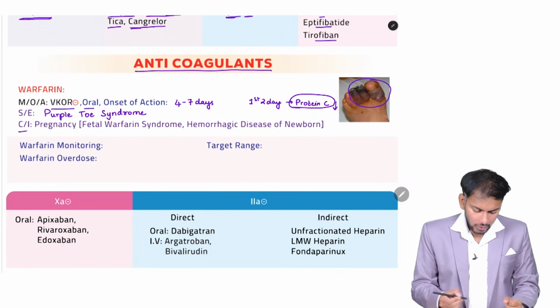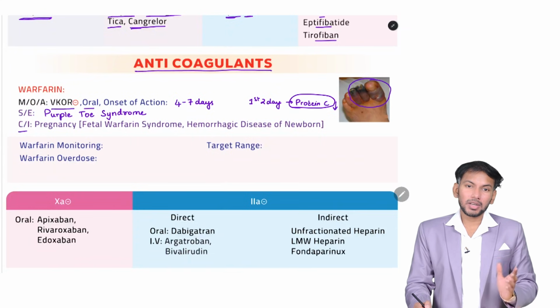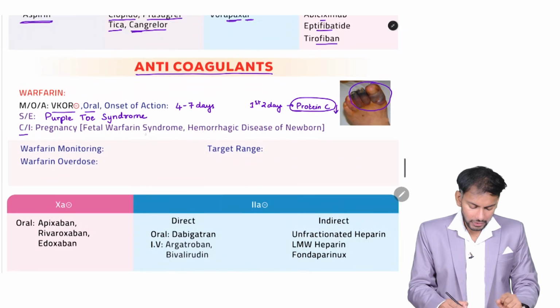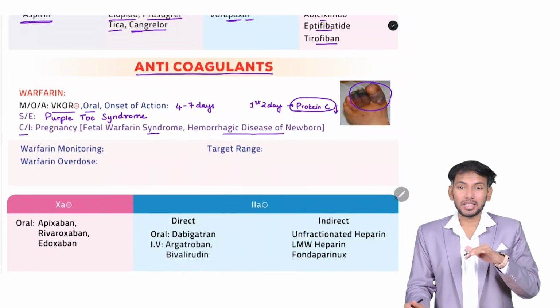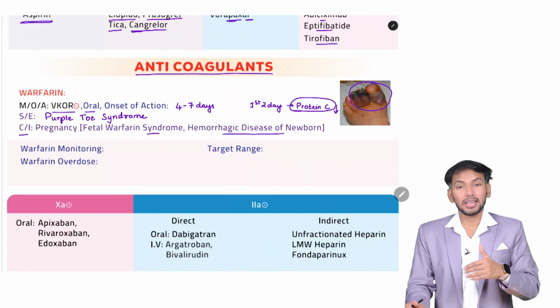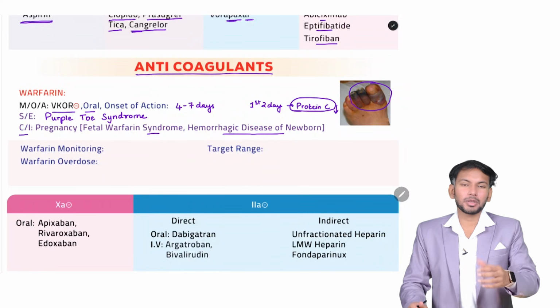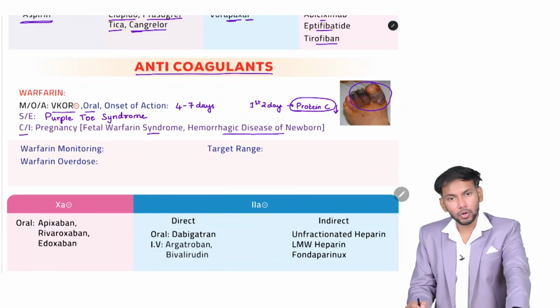Now, it is contraindicated in pregnancy because it will cause fetal warfarin syndrome and hemorrhagic disease of the newborn. So, warfarin was generally used for DVT prophylaxis in the olden days. Nowadays, we are preferring something known as NOAC or DOAC. We will talk about it.